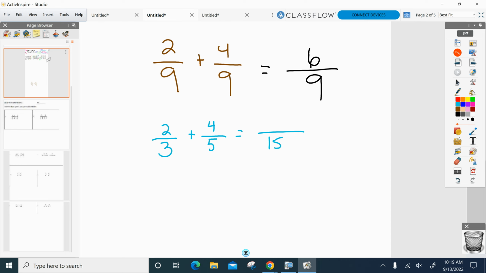All right, this is the toughest part here. Someone explain to me, what do you have to multiply 3 by? 5. So guess what I multiply 2 by? 5. So really, instead of putting a 2 here, I'm going to put 10. What do I got to multiply the 5 by to get 15? 3. So that's what I multiply the 4 by. And there we go.